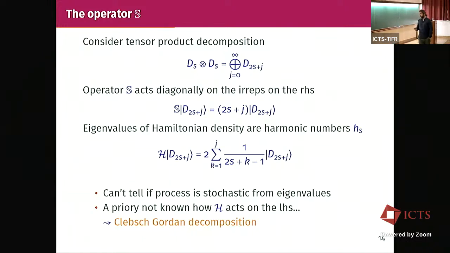And then you can compute the eigenvalues of the Hamiltonian density on the right-hand side here. And they are just the harmonic numbers. So this psi function reduces to the sum from k=1 to j of 1 over 2s plus k minus 1, which are the harmonic numbers. If I set s equal to 1/2, then I get 1 over k.